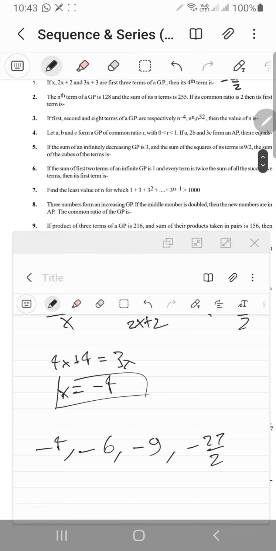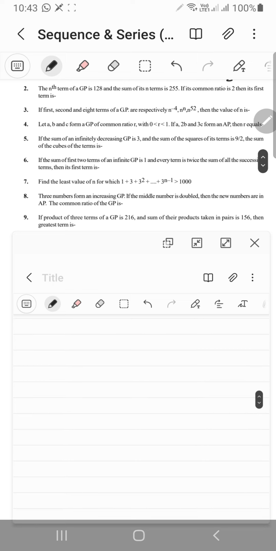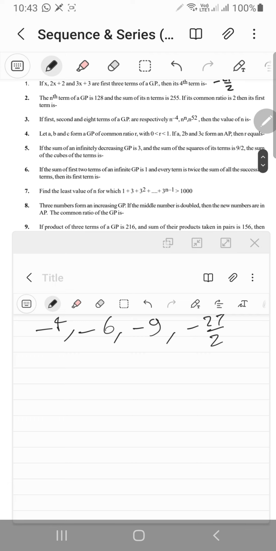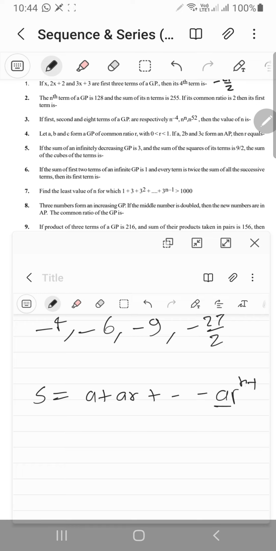Okay, the nth term of a GP is 128, and the sum of its n terms is given. If its common ratio is 2, then the first term is... The nth term is given. Yeah, sum of the n terms. So what's the sum of the terms of a GP? So s equal to a plus ar plus all the way till ar to the power of n minus 1. This will be the last term, right? Or you could just go like this, who knows. So its common ratio is 2. You can say if you start with this, then the ratio would be 1/2 or something, but yeah, we'll just start like this.